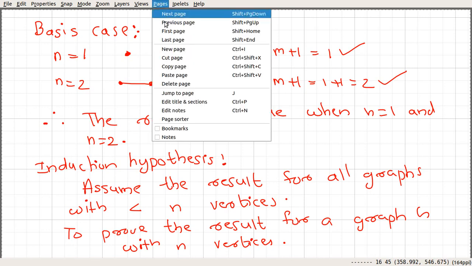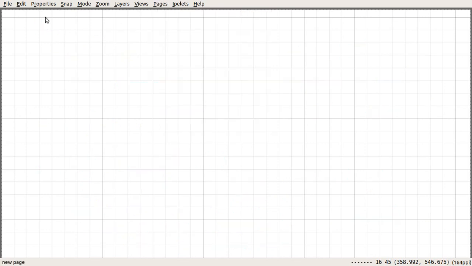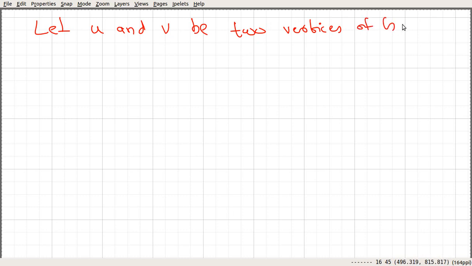Okay, so let's go and prove that. So let u and v be 2 vertices of G.